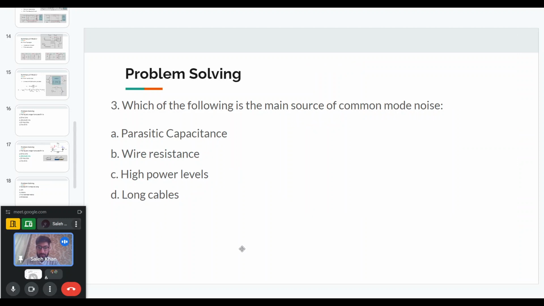The next question is, which of the following is the main source of common mode noise? The question is asking about the main source, and the options are the parasitic capacitance, wire resistance, high power levels, or long cables.